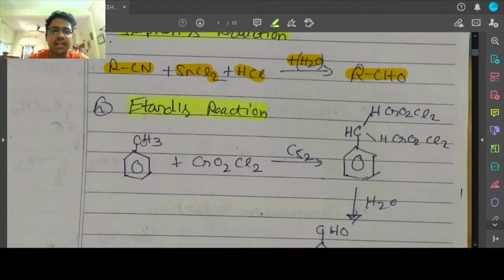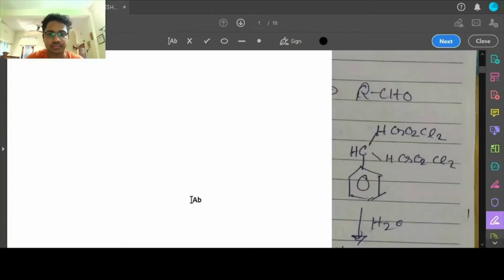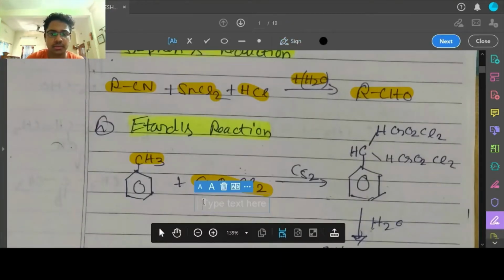Remember the two reactions by heart. Now comes the Etard reaction. This is chromyl chloride. This thing is known as chromyl chloride, so I will write it here.